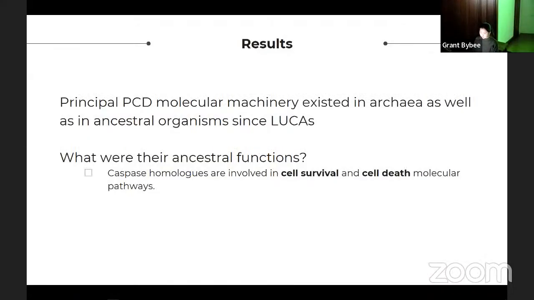Okay, so now that our study suggested that caspase homologs were present since LUCA, we wanted to look at their ancestral functions. And this is because caspase homologs are pleiotropic in nature, which means they're involved in cell survival and cell death pathways. And this happens by the caspase homologs activating different proteins and protein networks according to different stimuli. And basically how we wanted to infer the ancestral function was through phyletic pattern analysis.